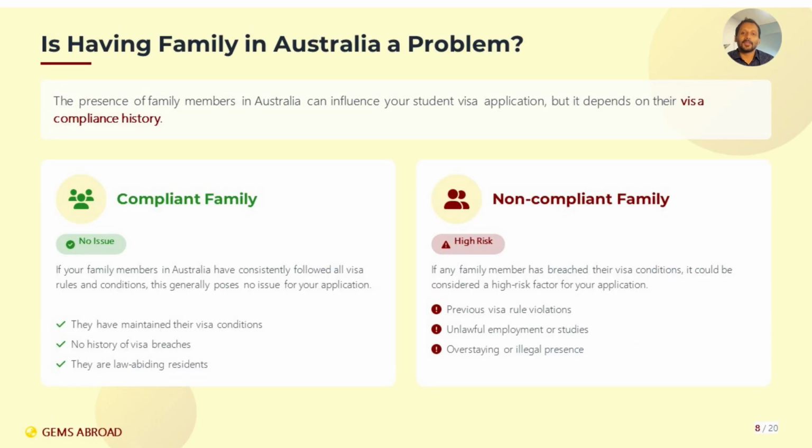Having family members in Australia can either strengthen or weaken your application depending entirely on their visa compliance history. If your relatives in Australia have followed all visa conditions and maintained good immigration standing, their presence can actually support your application by providing a legitimate support network. However, if your family members have any history of visa breaches, overstays, or other non-compliance issues, this creates a high-risk profile for your application. Australian authorities cross-reference family connections, so it's essential to disclose these relationships truthfully and be prepared to explain how they might support your genuine student status.